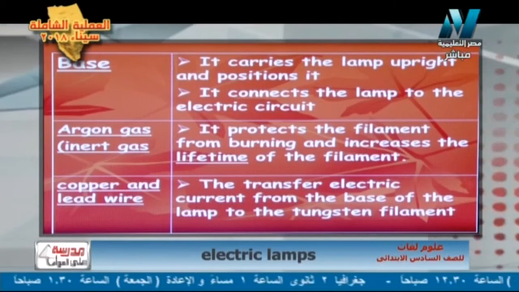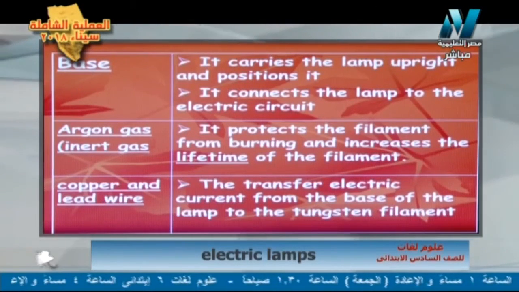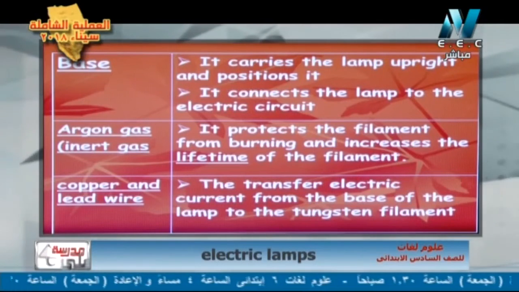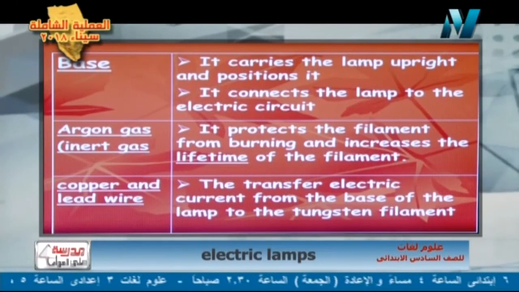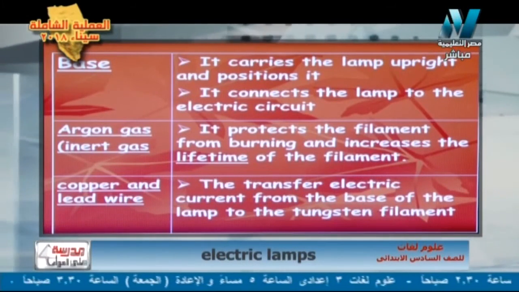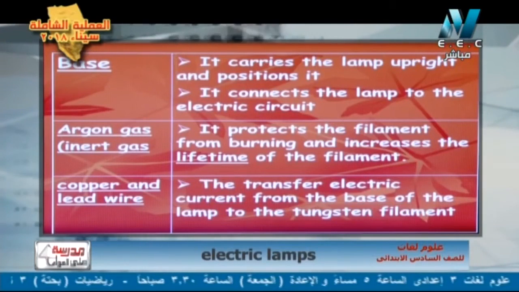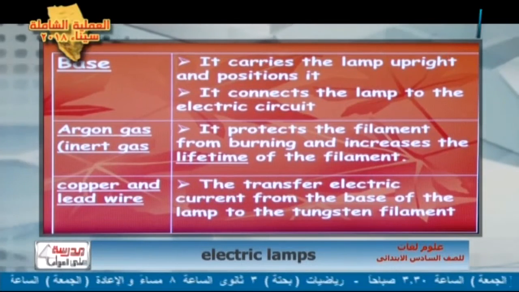يبقى البيز ليها وظيفة مهمة جدا أو وظيفتين مهمين جدا. Number one, it carries the lamp upright. هي اللي بتشيل اللمبة كلها. And position it وبتديها وضعها الطبيعي أو وضعها اللي احنا عايزينه أثناء التركيب يعني. And also it connects the lamp to the electric circuit or the electric current. هي بتوصل المصباح بالدائرة الكهربية أو التيار الكهربي.